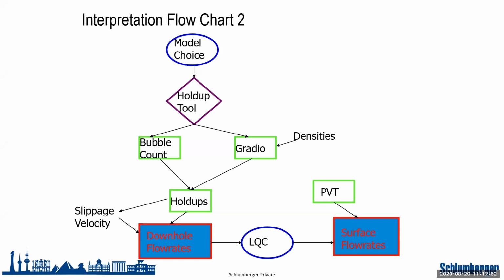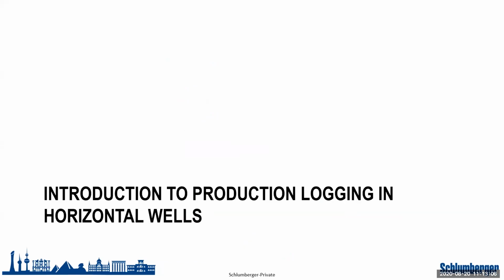And then if there is any discrepancy, you can investigate what is the reason that you have a difference between surface rates being measured at wellhead with the surface rates that you are getting from your interpretation. Okay, so this is with traditional production logging. Let's say now what happens in horizontal wells. What are the challenges when you have a horizontal well?